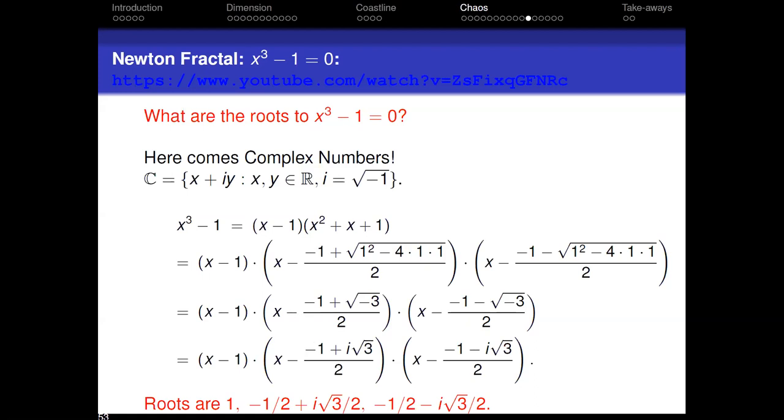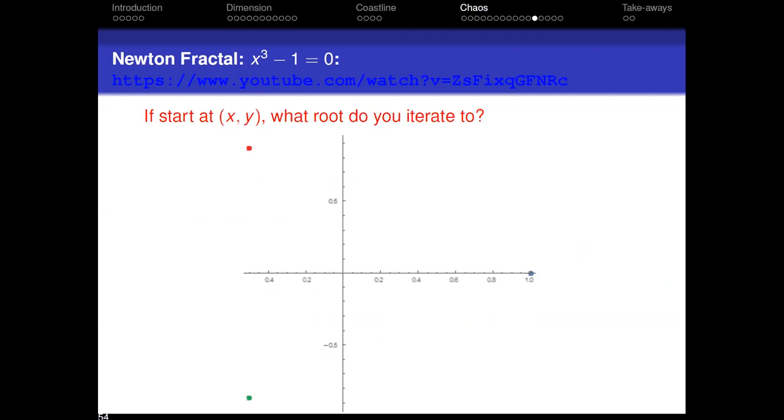It's not a surprise we're choosing this problem. It's nice to have a problem where you know what the answers are, so you can compare and see how well the method is working. So here are three different roots. Here is our root at 1, and then the two other complex roots. How do you think the plane is divided so that if I choose this as my initial guess, what root do you think I should go to, blue, red, or green? Blue. If I choose over here, what should I go to?